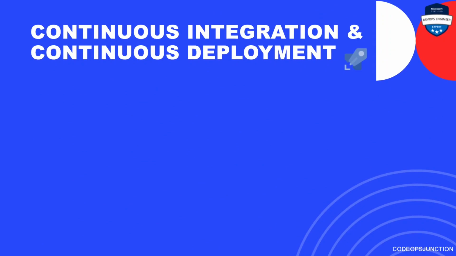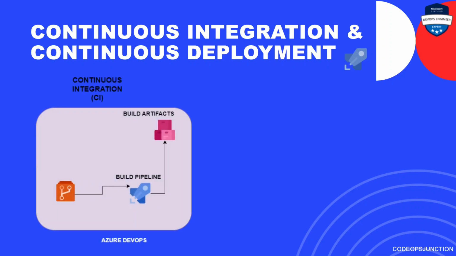Then we will see a diagram of how continuous integration and continuous deployment work. First we can see continuous integration. It involves Azure Repos, the build pipeline, and build artifacts. We are checking out our code from Azure Repos, triggering a build pipeline from that, and generating the build artifacts. So this cycle is continuous.